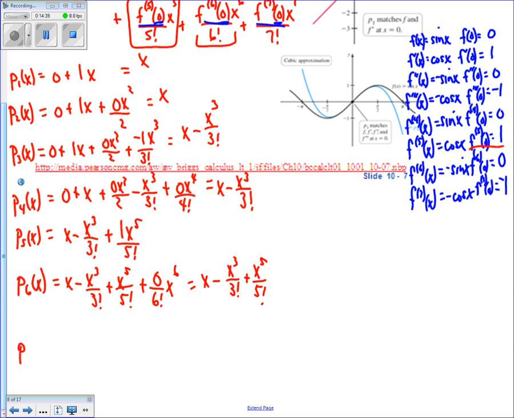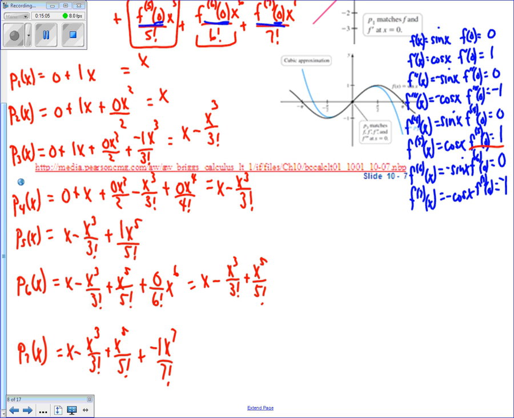Okay, P sub 7 of x. Now I'm going to start with what I just had for the sixth one. But now I have to add the seventh term, which is plus the seventh order derivative, negative 1, x to the 7th over 7 factorial. Okay, and that's all the ones they've asked for.